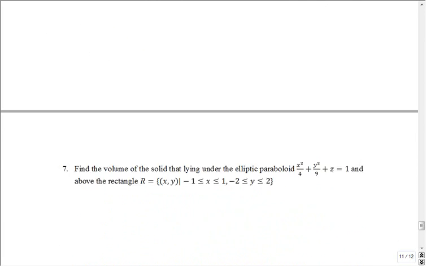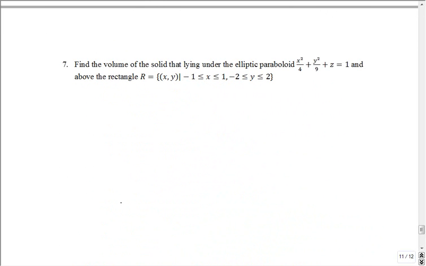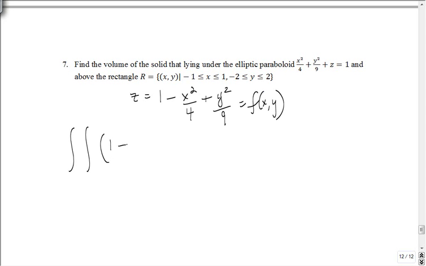Number 7. Find the volume of the solid under the elliptic paraboloid and above this rectangle. From the elliptic paraboloid, z is equal to 1 minus x squared over 4 plus y squared over 9, and this is f of x, y. And so you're integrating 1 minus x squared over 4 plus y squared over 9. Would it be minus y squared over 9? Minus y squared over 9. Yes, I made that same error again.